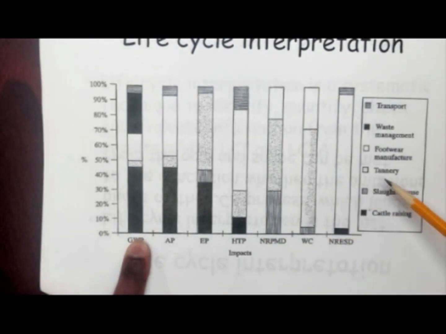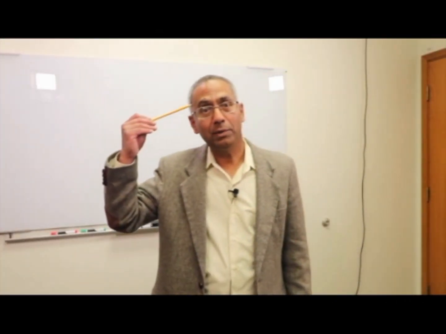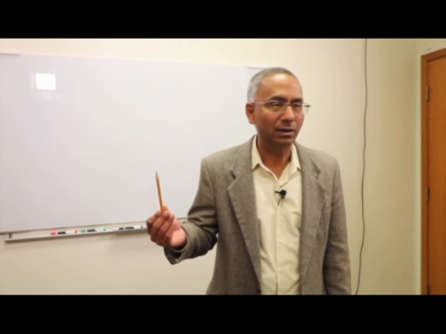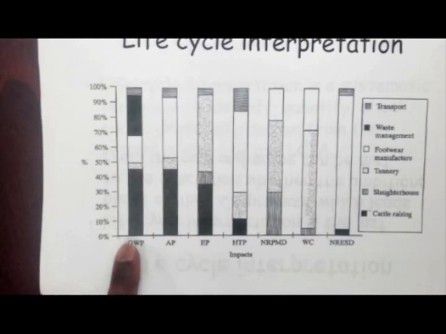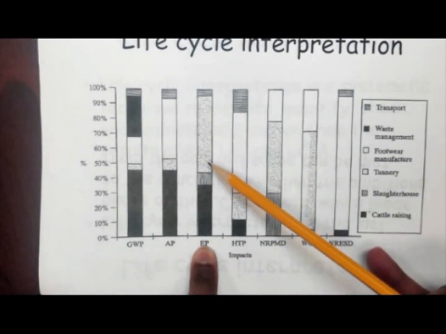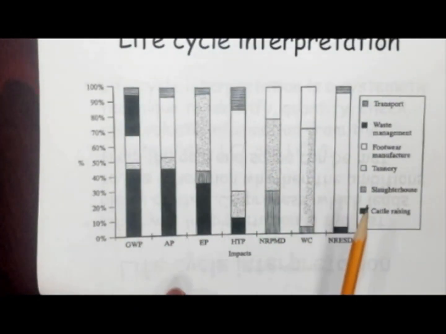The next step, tannery, is very little, right? So what does it tell me? While tannery does lead to some global warming potential, it does not make any sense to obsess about that. Go for the big impact. Or if you're talking about eutrophication, right? You're looking at this. In this case, tannery is what accounts for a bulk of this. So each of these bars represents a particular impact category, like global warming, acidification potential, eutrophication potential, and so forth. The shaded bars show different stages.